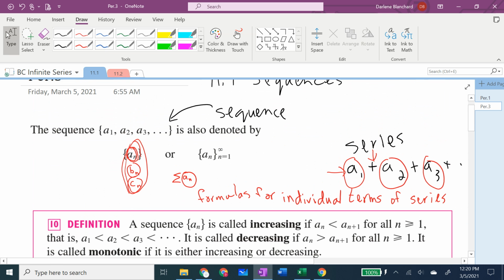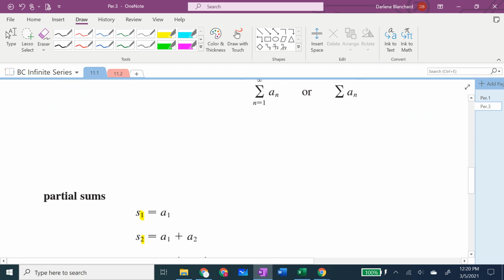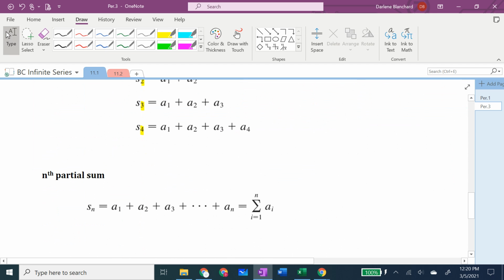So if I come back up here to where I was saying that A sub n is the most common letter used for the formula of the individual terms. Sometimes B gets used quite a bit, a little bit less. We need to throw in C. S sub n will never be used for a formula for a sequence because it is reserved for a partial sum, which is very, very, very different.